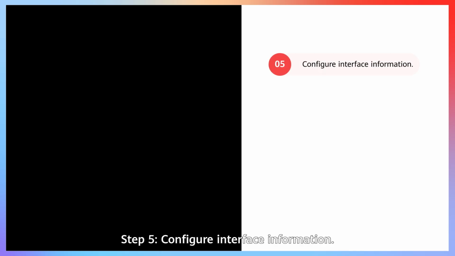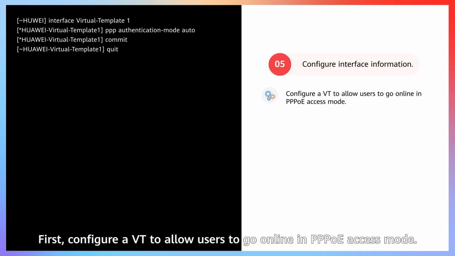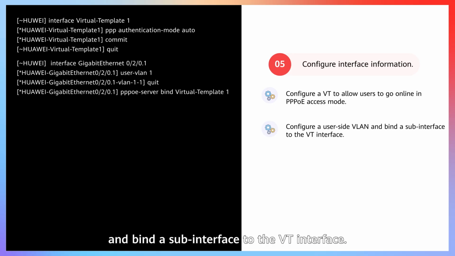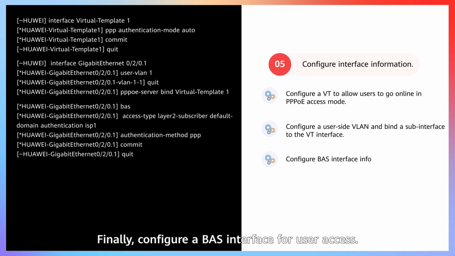Step 5. Configure interface information. First, configure AVT to allow users to go online in PPPoE access mode. Then, configure a user-side VLAN and bind a sub-interface to the VT interface. Finally, configure a base interface for user access.